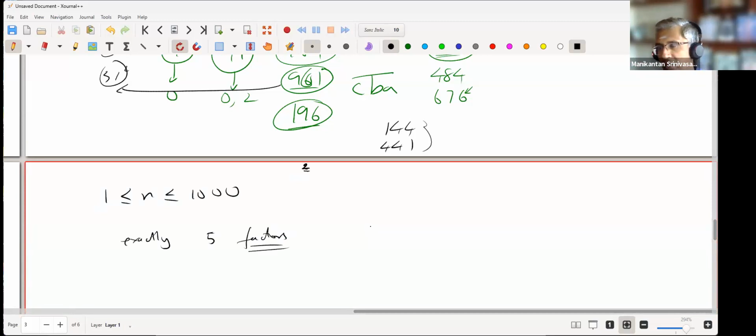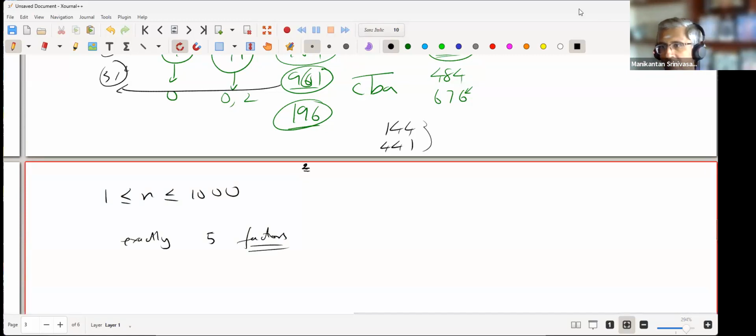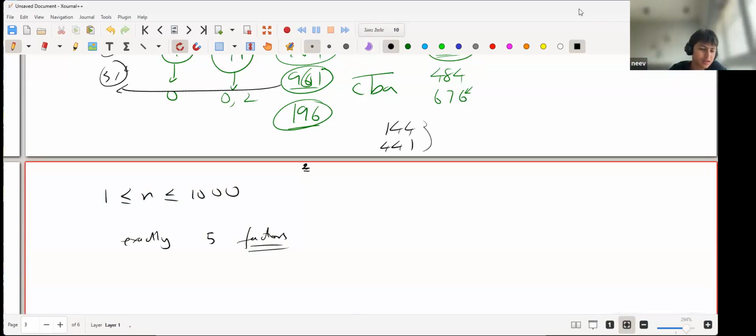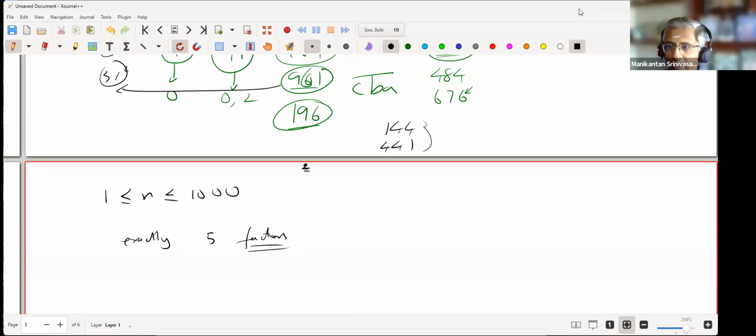Snigdha, your camera is again off. So can you repeat the question once again? One second. How many numbers from 1 to 1,000 inclusive will have exactly 5 factors?